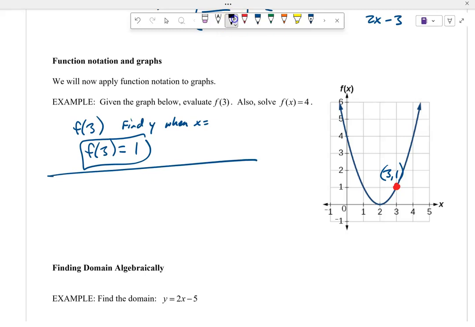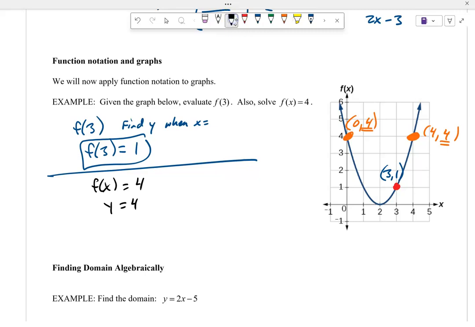Now the second part says solve f of x equals 4, right? Well, f of x is a nickname for who? Y. This is like y is 4. Well, when y is 4, let's find where y is 4 on the graph. Yeah, right there. Good. When x is 4, and where else? When x is 0. So at 0 I have a y value of 4. At 4 I have a y value of 4. Both of those locations I have a y value that's 4.